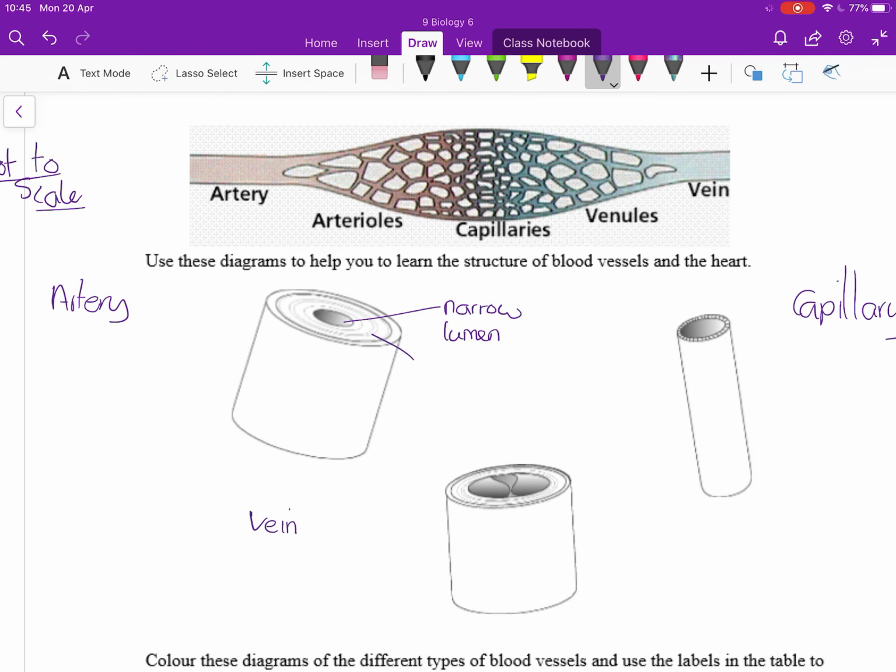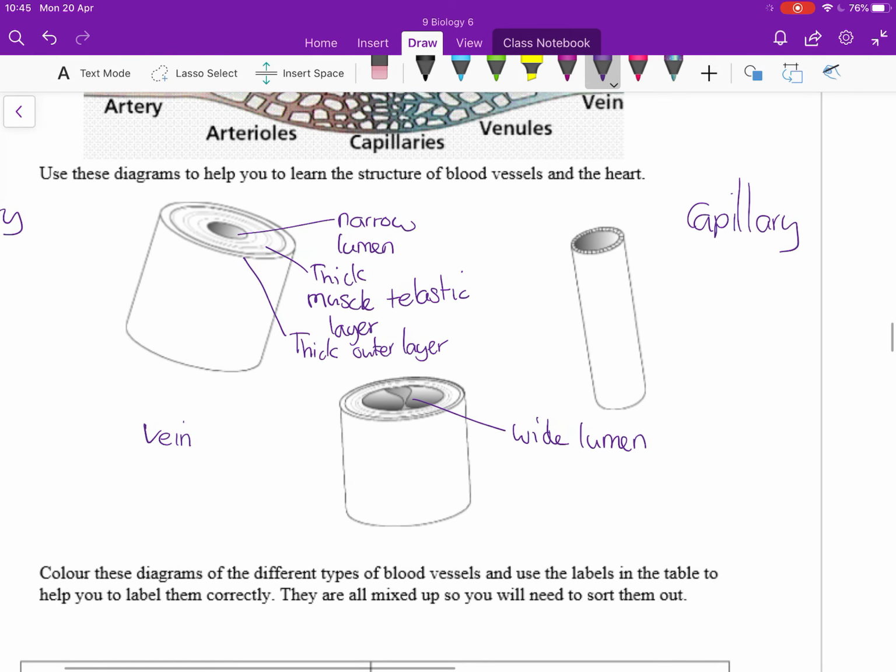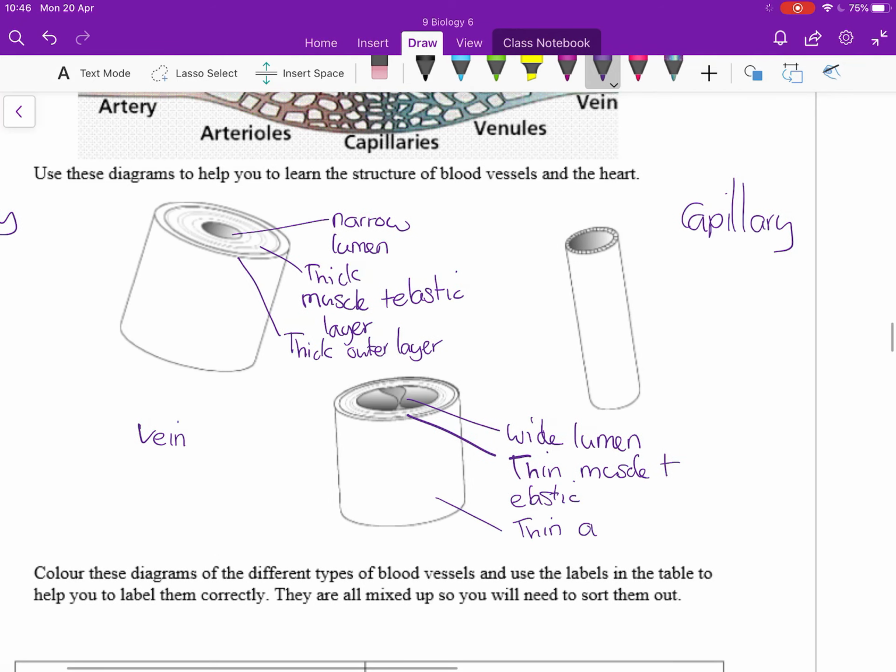So we've got narrow lumen, we've got a thick layer of muscle and elastic tissue. We've got a relatively thick outer layer as well. And then for veins, they've got a much wider lumen, a thinner layer of muscle and elastic tissue, a thinner outer layer. Not necessary to have a thick outer layer because there's just not the pressure that needs to be withstood. And then just to highlight them there, our really big difference between arteries and veins is in veins the presence of valves to prevent backflow.